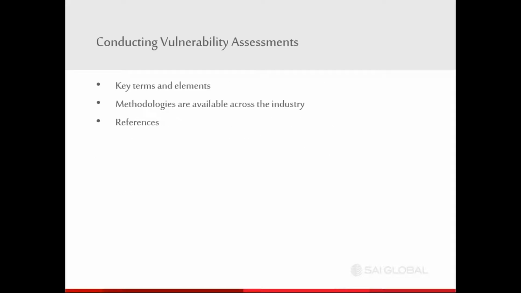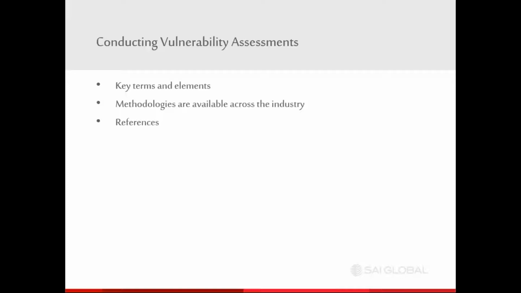Okay, so conducting this assessment. We're going to look at some key terms and elements, methodologies that are available across the industry, and some references. So some helpful tools for everyone when they're looking at this, because it is a new term and kind of daunting for some people.